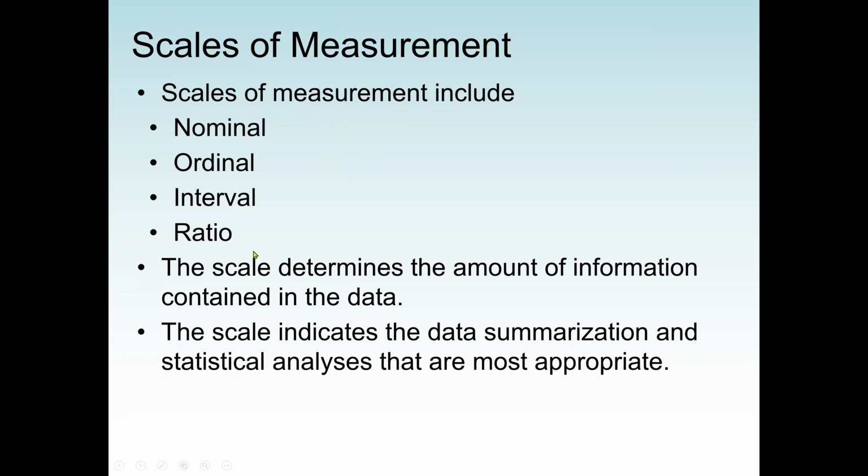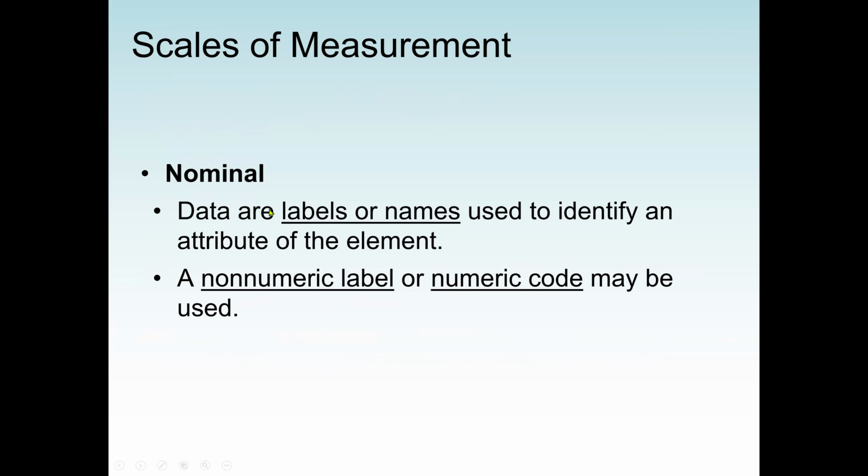The same thing applies to a ratio. In a ratio value, yes, we can find the average, we can find the mean, we can find the count. So that's why we say the scale of measurement will indicate the type of operation we can perform on the data. So we start with the nominal again.